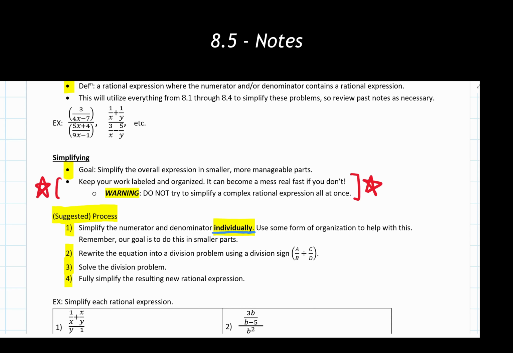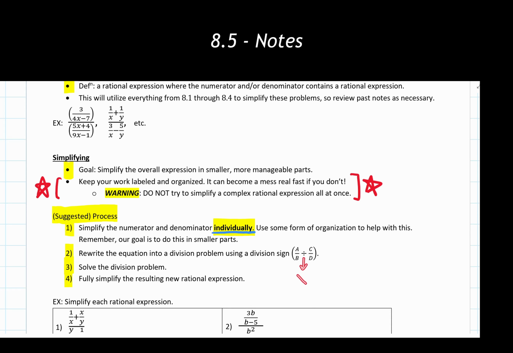What's nice about step 3, where we're told to solve the division problem, is we're going to apply the previously learned property of how we divide fractions. We are going to flip the sign in the middle, so instead of being a division sign, it becomes a multiplication sign. And then we are also going to flip the fraction that comes after the division sign. So the first fraction stays the same.